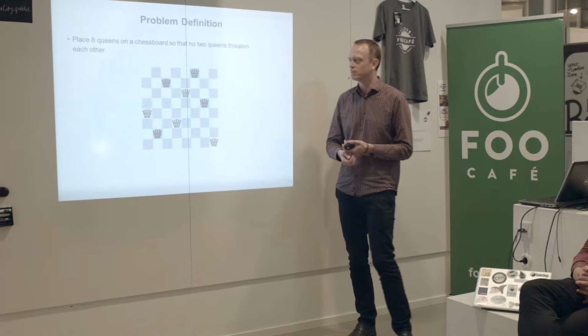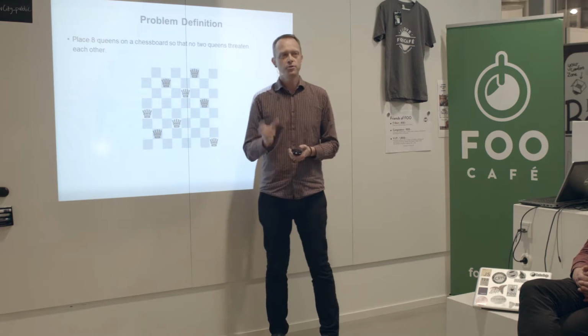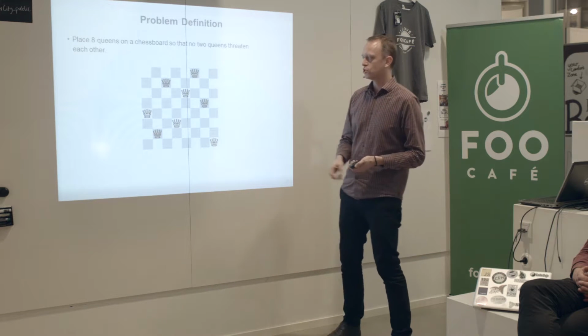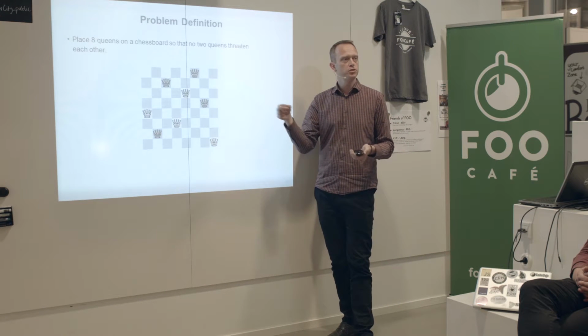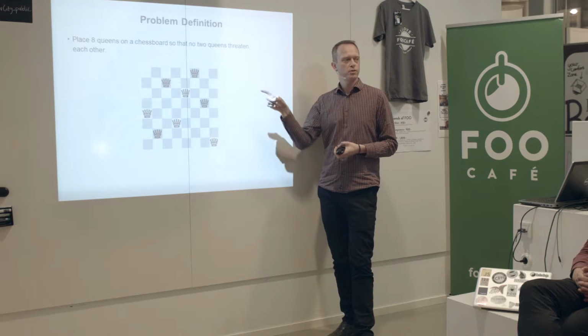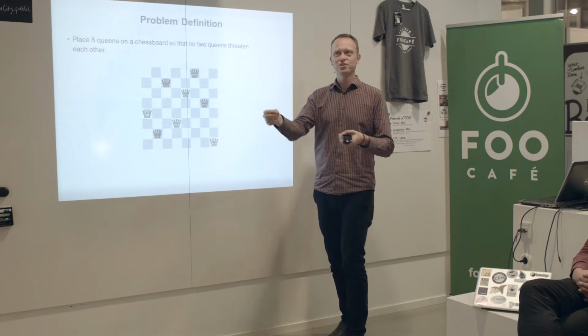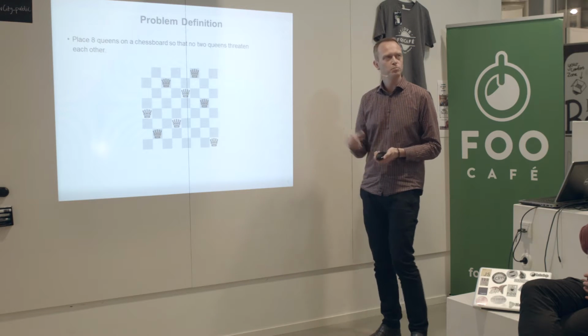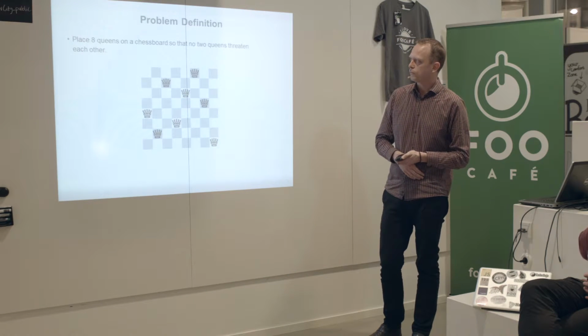Okay, so the 8 queens problem is this. You have a chessboard, and you have 8 queens, and you want to place those 8 queens on the chessboard so that no 2 of them threaten each other. That is actually rather difficult. You can go home later on and try to do that, and you can see that it's non-trivial to do that. So we're going to write a program that does this for us.